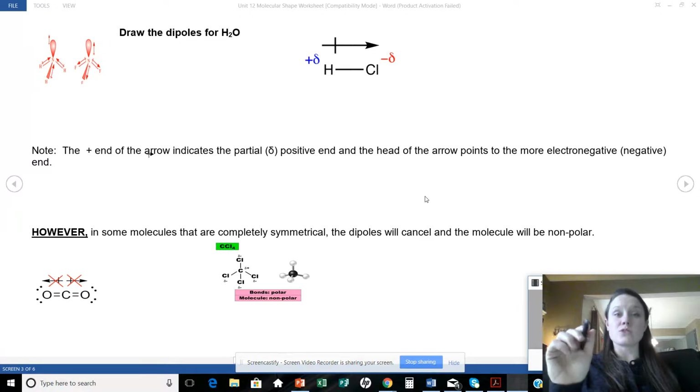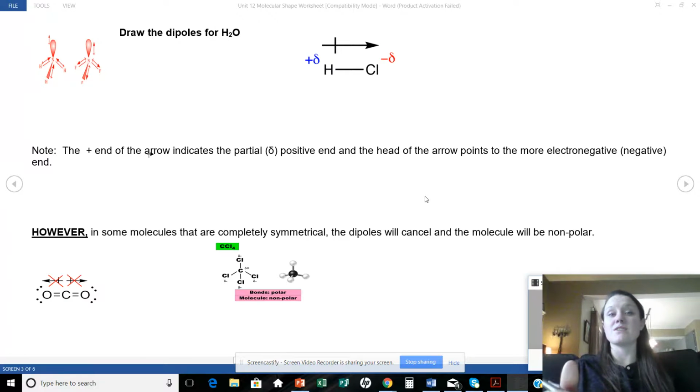You had to use your electronegativity chart on your formula sheets to determine if there was enough of an electronegativity difference between 2 atoms to see if there was going to be a positive end and a negative end of that molecule. All a dipole is, it's a symbol to show us the polarity of a bond, okay?